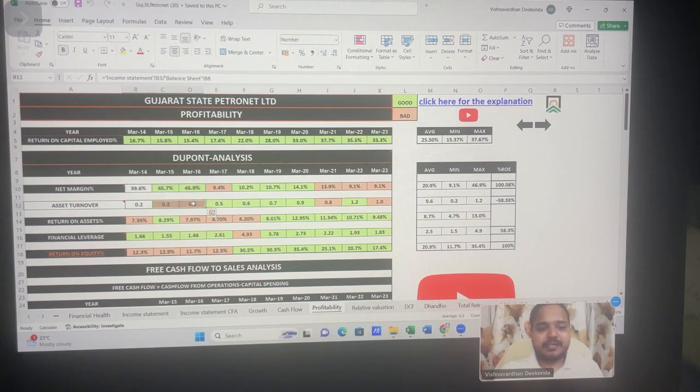Asset turnover ratio was very low. So for that reason, you can see the return on equity was low. But eventually the business model shifted from high margin to low margin, but low asset turnover to high asset turnover. If you clearly observe, the margins dropped, but asset turnover improved. Because of that, the return on equity also improved. So they might have changed the business model, but it is for good. The return on equity improved.